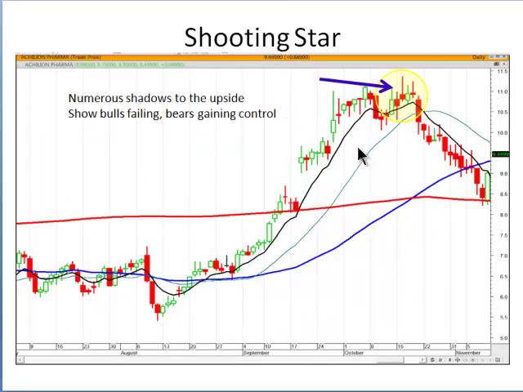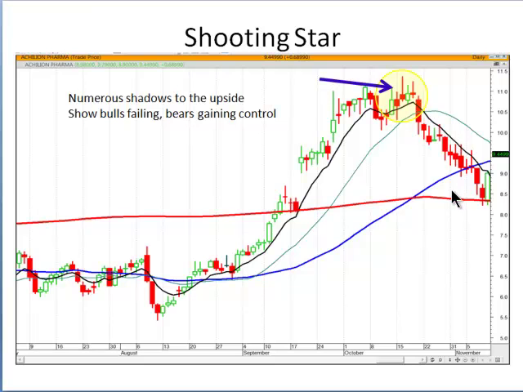And it becomes a very simple observation that the more tails you start seeing to the upside, or the more shadows to the upside, with the bodies trading back to the lower end of the trading range, that each time the bulls take it up, the bears are knocking it back down. Get ready to look for bearish confirmation.